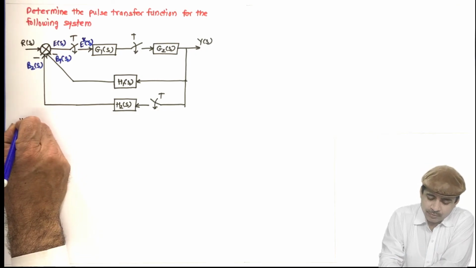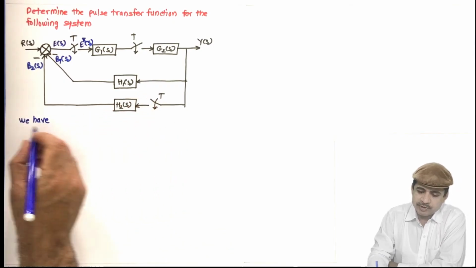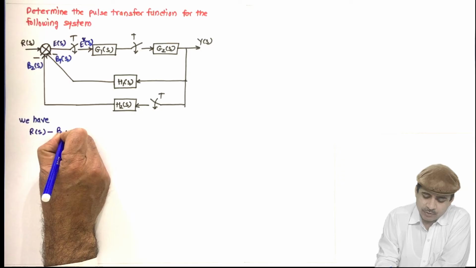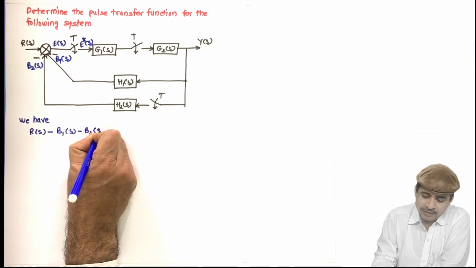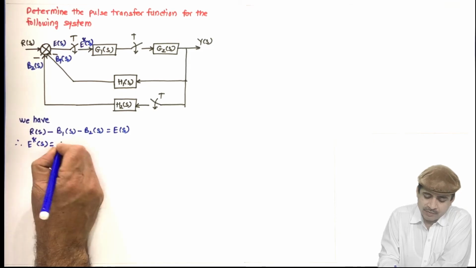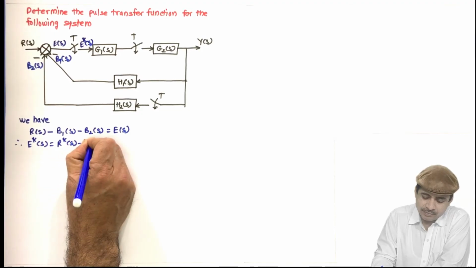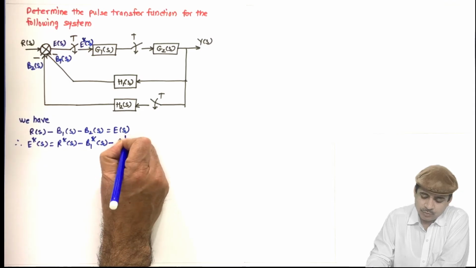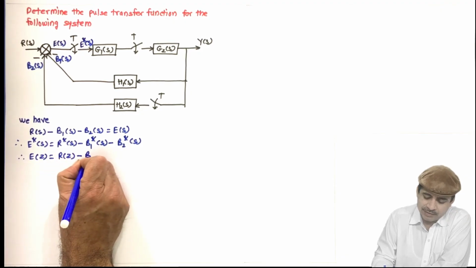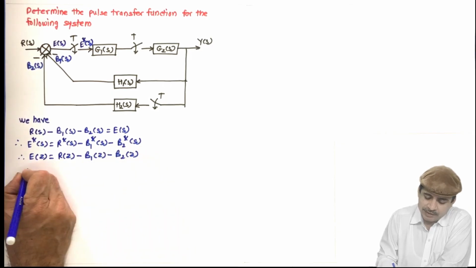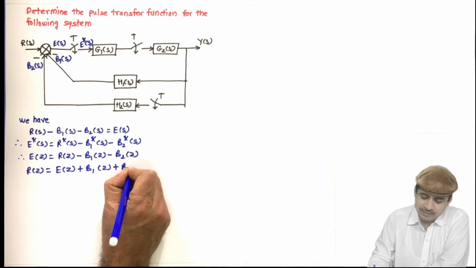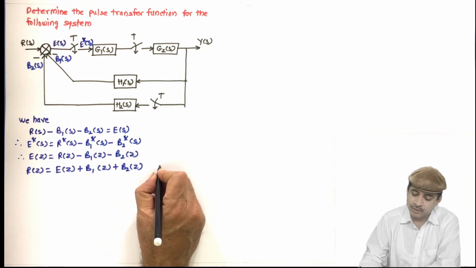Now in the first step, we'll find out the expression for R of Z. So here we have R of S minus B1 of S minus B2 of S, which is equal to E of S. And so E star S will be equal to R star S minus B1 star S minus B2 star S. And so E of Z is equal to R of Z minus B1 of Z minus B2 of Z. And this gives me R of Z is equal to E of Z plus B1 of Z plus B2 of Z. Let us mark this as equation number 1.